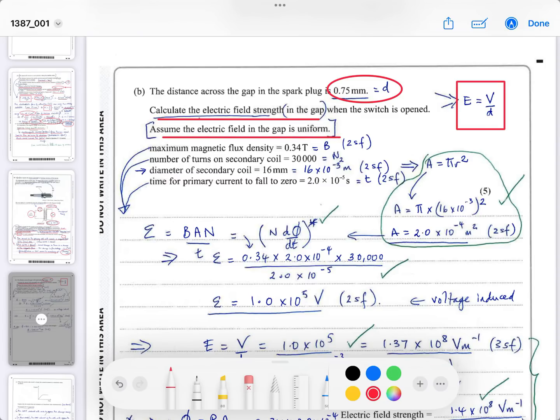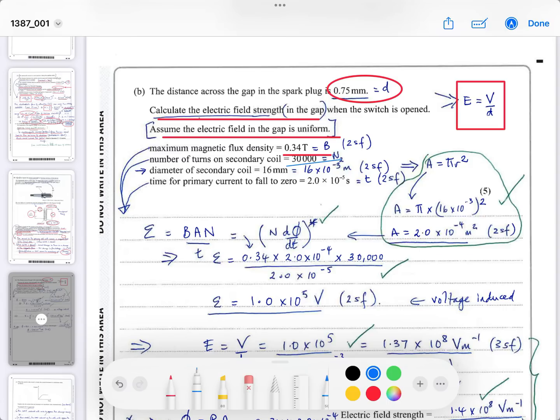And then they're giving you data that you need to use. They're giving you the flux density in Teslas, so that's B. They're giving you the number of turns in the secondary coil, that's N. So N is given to us as 30,000. And then the diameter of the secondary coil is 16 millimeters.